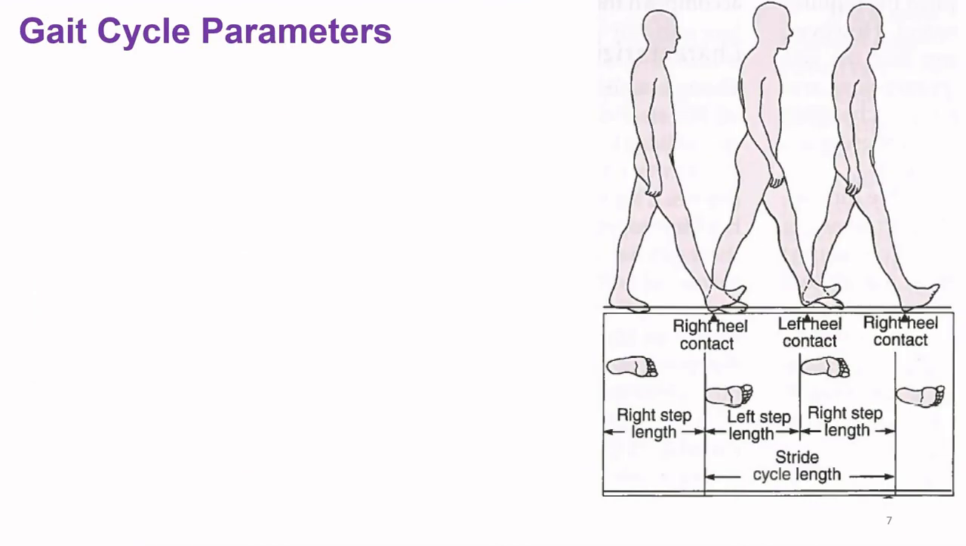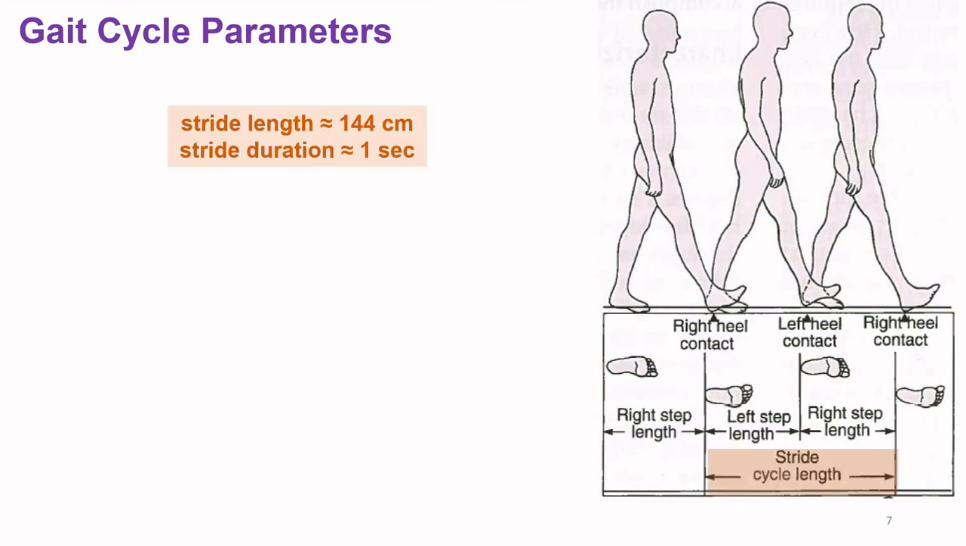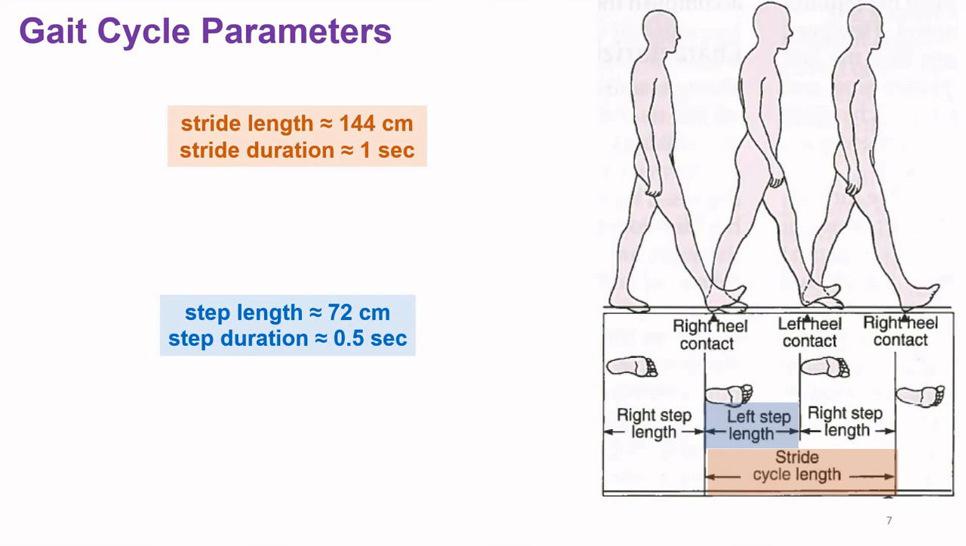Now let's move to talking about gait cycle parameters. Gait cycle parameters are simple ways of quantifying or measuring gait. For example, we can quantify gait in terms of its stride length or stride duration, and we can quantify gait alternatively in terms of its step length or step duration.